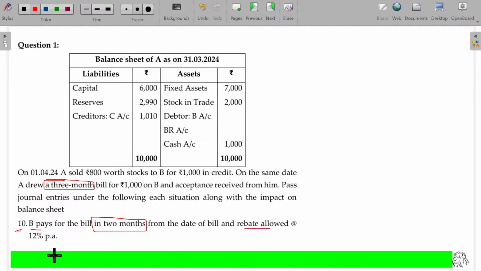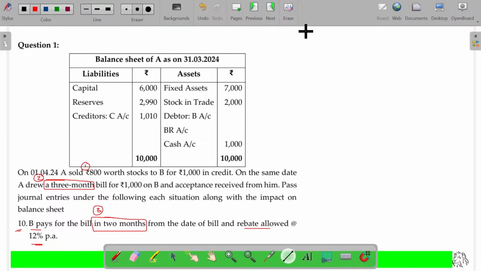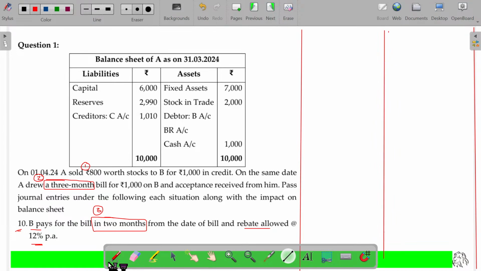Okay, so the rebate allowed being 12% per annum. The first entry is the sales entry, the second entry is the drawing of the bill, the third entry is settlement much ahead. While settling much ahead, assume the original bill got dishonored. That's how you can assume. And the balance amount is collected. Rather than stating this being dishonored, just assume this being discounted with the banker, like you can finish off. Very simple concept.